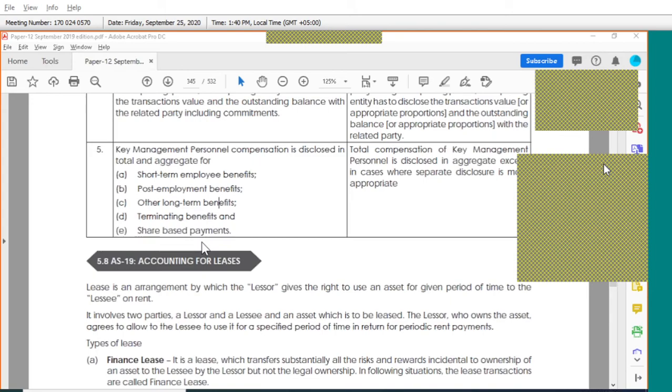Okay? For example, lease rent is paid by the company. Yearly they are paying 1 lakh rupees. What is the accounting treatment in the books of accounts? I am using a particular lease.